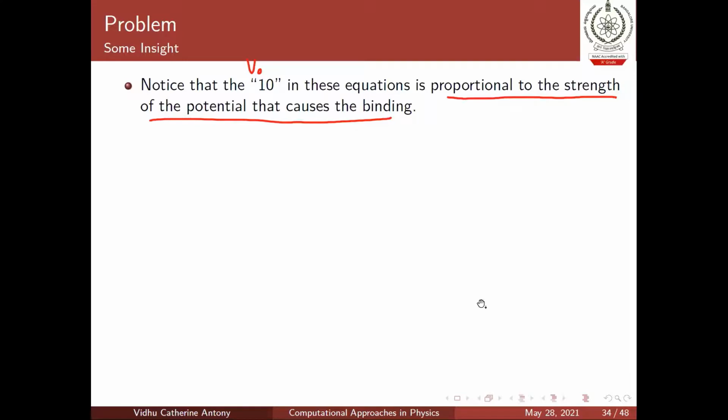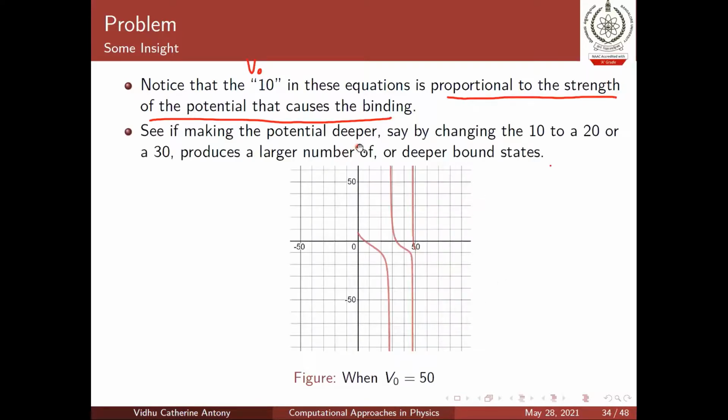Okay, so now if you make the potential deeper, what happens? What happens if you change your 10 to a 20 or a 30 or a 50? Basically, the number of bound states that you have changes. Earlier you saw that there were only 2 bound states that I showed you in the plot. The number of bound states increases based on your potential. If you increase the depth of the potential, the number of bound states increases. Also, the values of the bound states, the actual eigenvalues of the energies associated with the bound states, are going to increase.